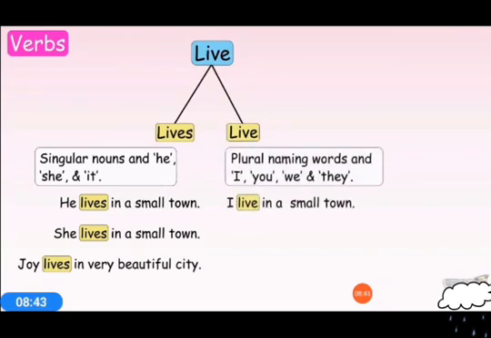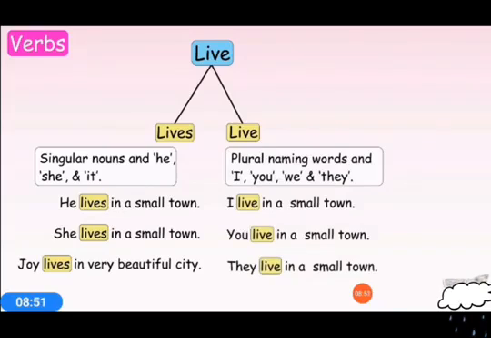I live in a small town. You live in a small town. Joy and Olivia live in a small town. So where do we use the verb live? It comes after plural naming words or when our sentences have I, you, we and they.